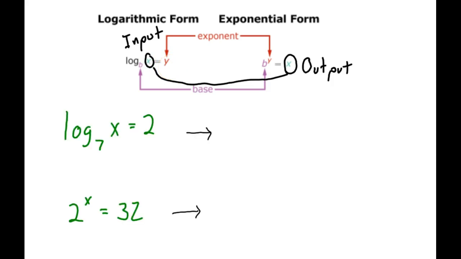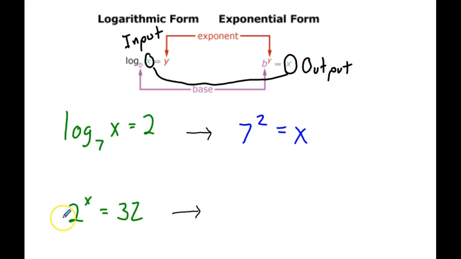Now we're going to go through a couple of examples rewriting in the other form. First we're going to start with a logarithm. We have log base 7 of x equal to 2. So the base of our logarithm becomes the base of our exponential. Our output becomes the input for the exponential. And then the input value, which is x, becomes the output value over in our exponential. So we get 7 squared equal to x.